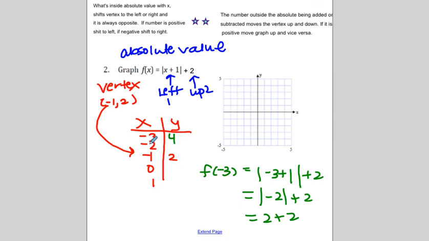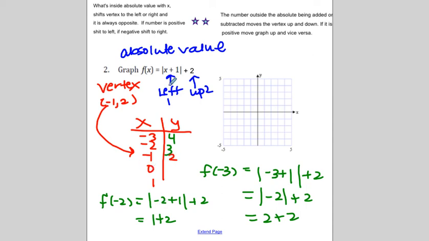Now I'm going to go ahead and plug in -2. So f of -2. You don't have to write all of these out. You're probably going to get pretty quick at figuring them out. But absolute value of -2 plus 1 plus 2. -2 plus 1 is -1. The absolute value of -1 is 1. 1 plus 2 is 3.